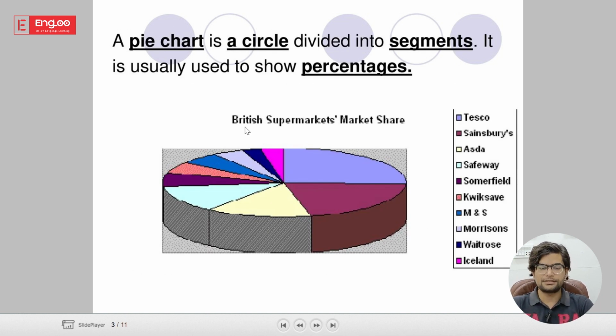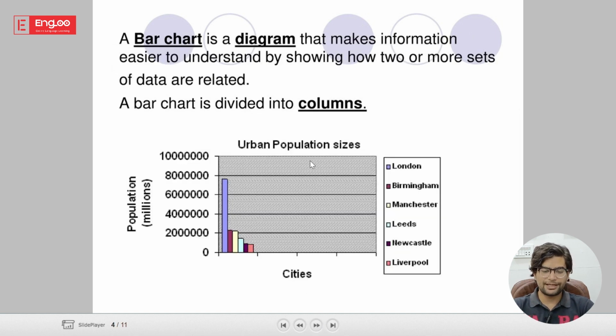Firstly, let's see what a pie chart is. It is basically a circle divided into segments. It is usually used to show percentages. The example is in front of you. There is a pie chart given and a key as well. Every color signifies a different entity, and the title of this pie chart is British Supermarkets Market Share.